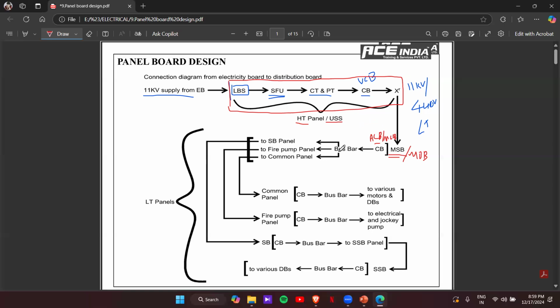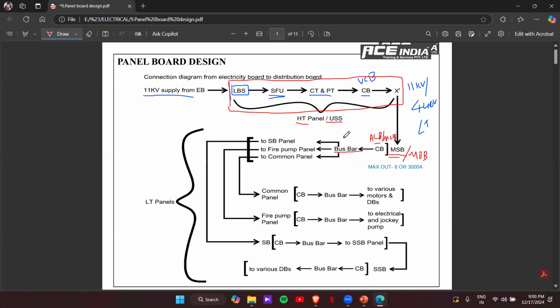Then after ACB, the next one is the bus bar. The bus bar is used to split the connection. And how many connections can you take from one MSP? The maximum outgoings you can take from one MSB is 8 outgoings, or 3000 ampere. That's the rating. You can see that right now 3 connections are taken. Like that, I can take 5 more connections from a single MSP.